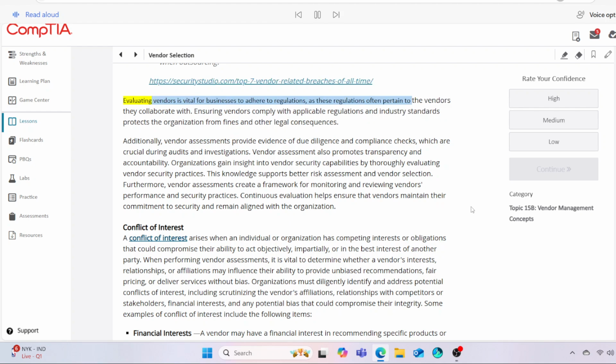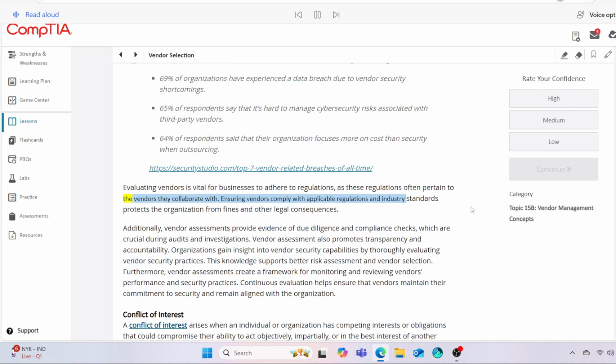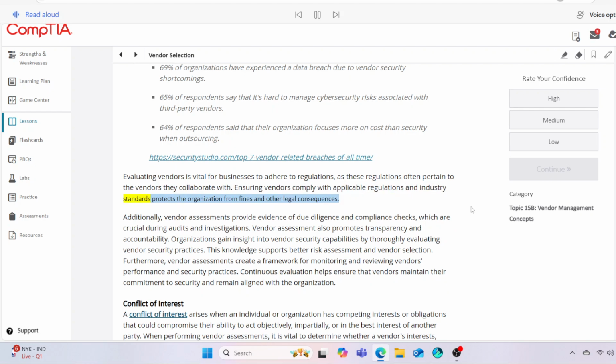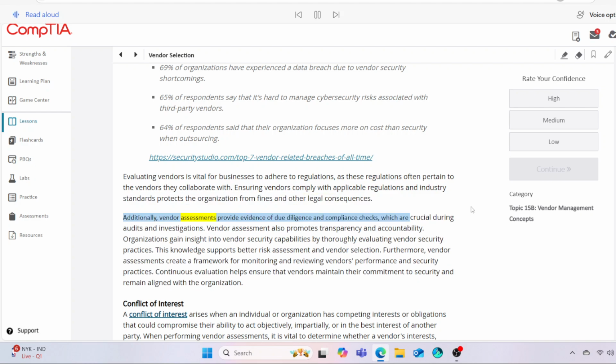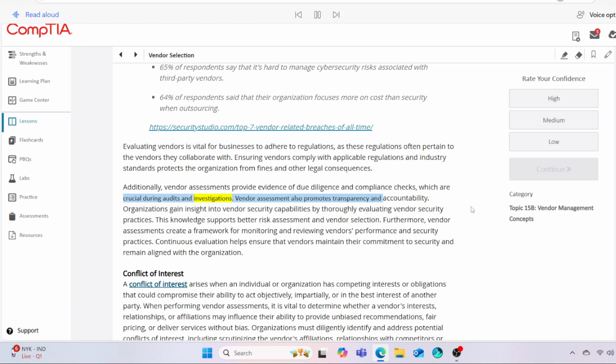https://securities2dio.com/top-7-vendor-related-breaches-of-all-time. Evaluating vendors is vital for businesses to adhere to regulations, as these regulations often pertain to the vendors they collaborate with. Ensuring vendors comply with applicable regulations and industry standards protects the organization from fines and other legal consequences. Additionally, vendor assessments provide evidence of due diligence and compliance checks, which are crucial during audits and investigations.